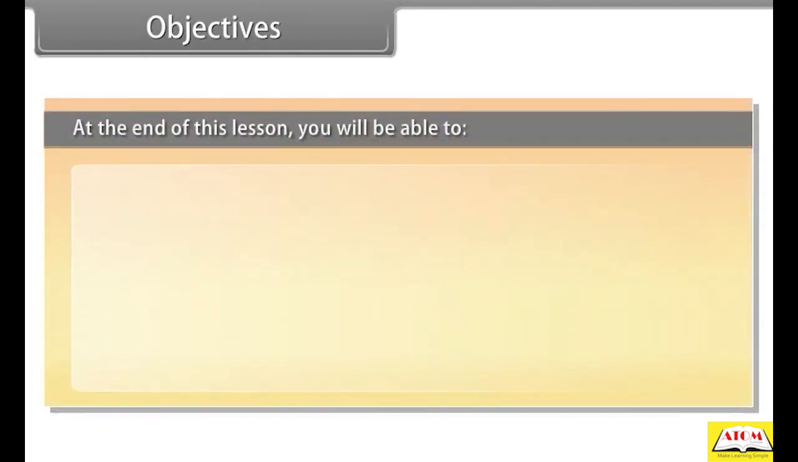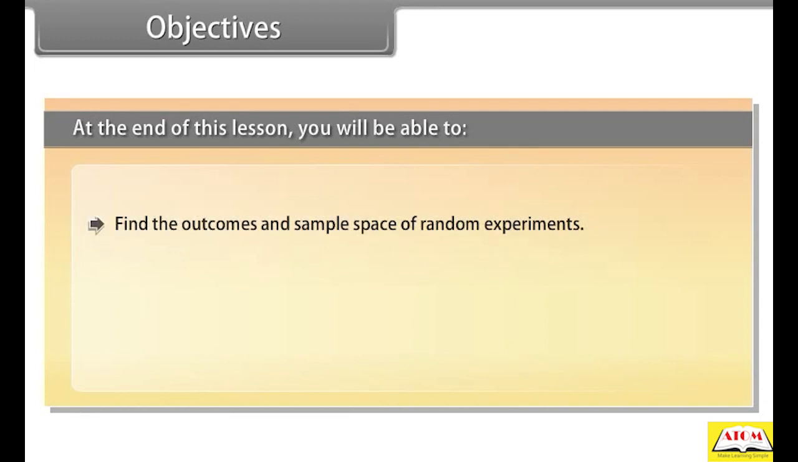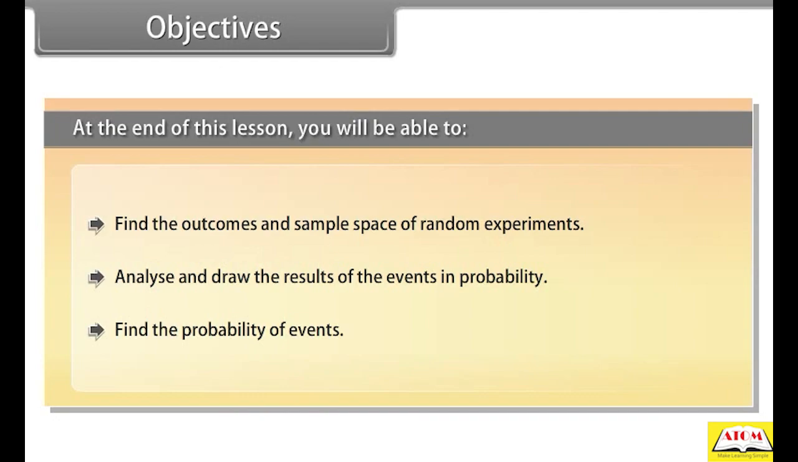Objectives. At the end of this lesson, you will be able to find the outcomes and sample space of random experiments, analyze and draw the results of the events in probability, find the probability of events.